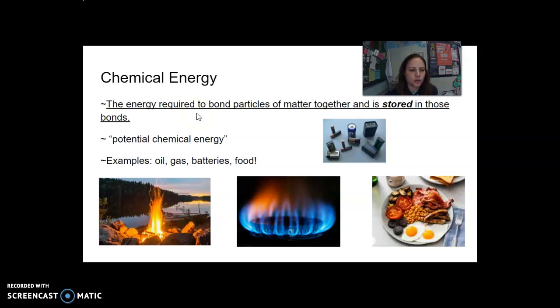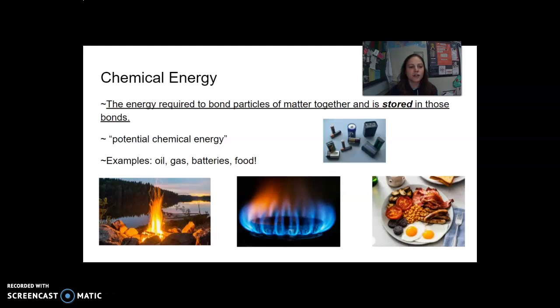The next type is chemical energy. This is the energy required to bond particles of matter together, and there's energy stored in those bonds. So I'm sure you've heard of, for example, a water molecule, H2O. That means there are two hydrogens and one oxygen, and the oxygen has to be bonded to each hydrogen atom. So there's energy in that bond, and we will be talking much more about that later in the school year.